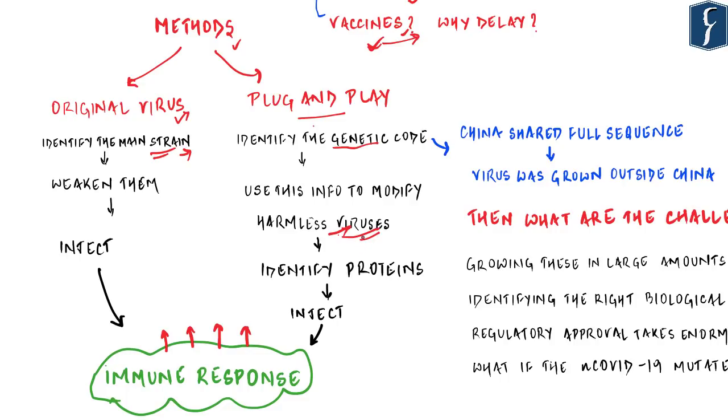What this does is that when this harmless virus is injected in a person's body, it starts to develop the immune response in a similar way as it would have if the original virus had been injected, and hence the immune response develops in the body.